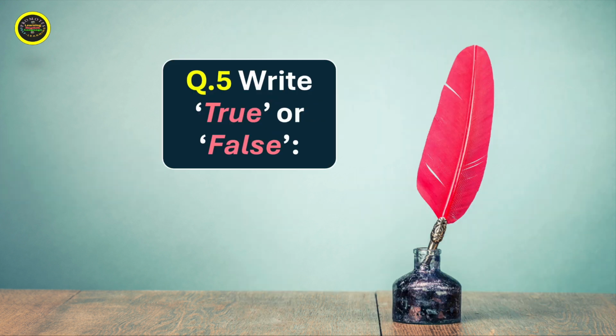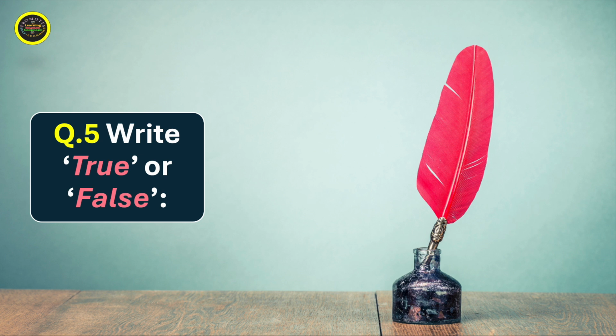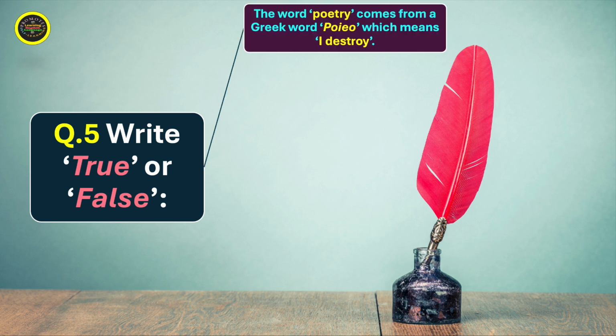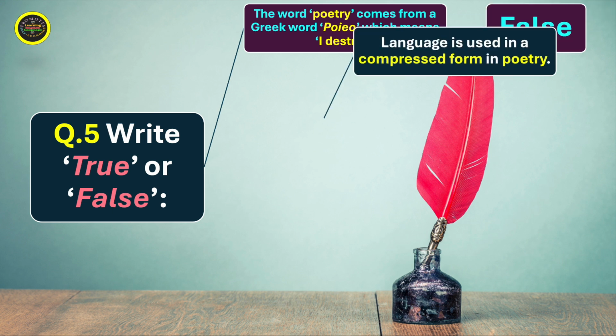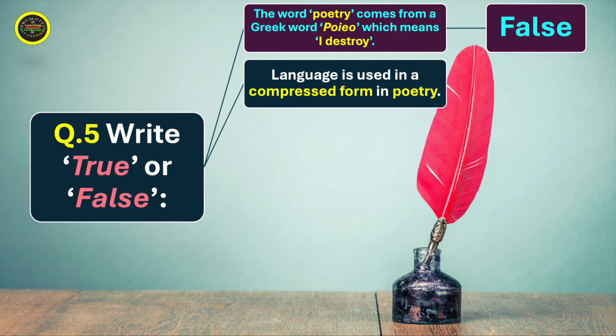We continue about question number 5. Write true or false. Look at the question. The word poetry comes from a Greek word poio, which means I destroy. Is it true or false? Check out your answer. It's false. Next, language is used in a compressed form in poetry. Check out your answer. True.